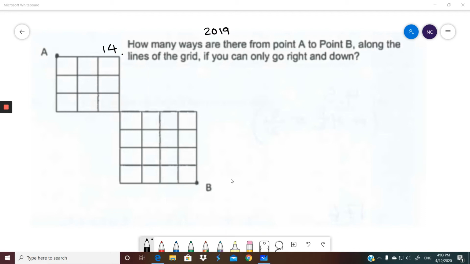Today we'll be going over problem number 14 of the 2019 Pi m squared sprint. How many ways are there from point A to point B along the lines of the grid if you can only go right and down?